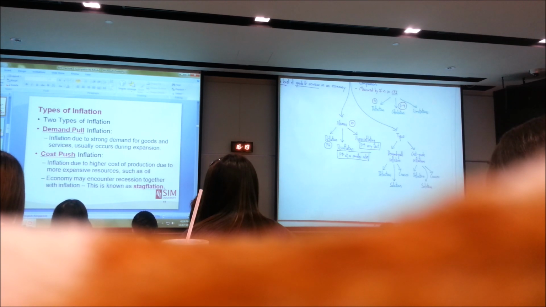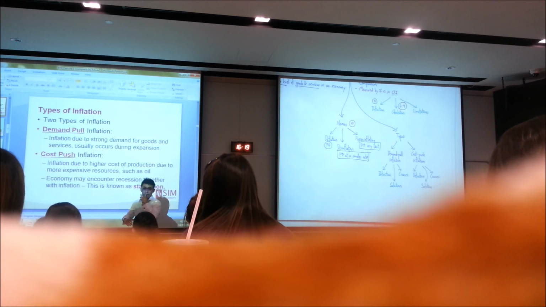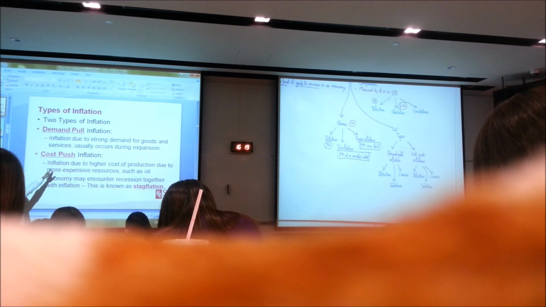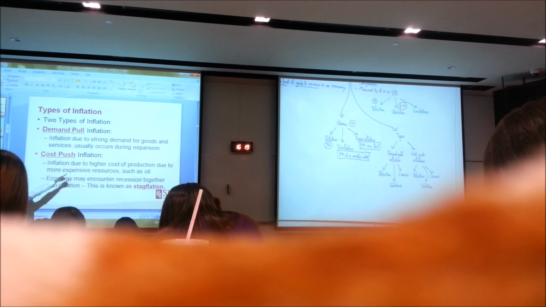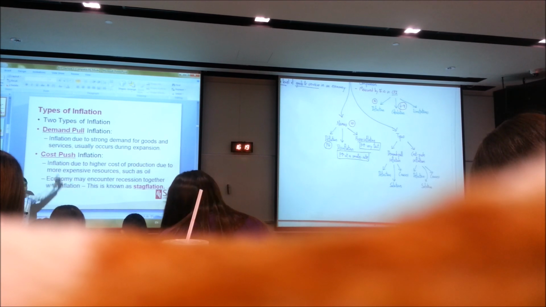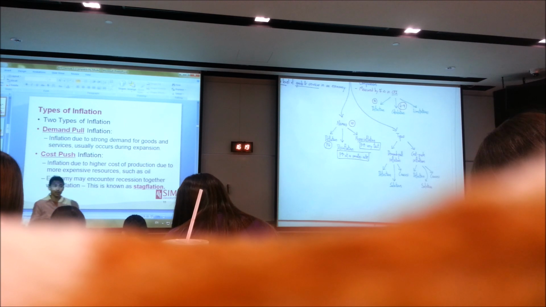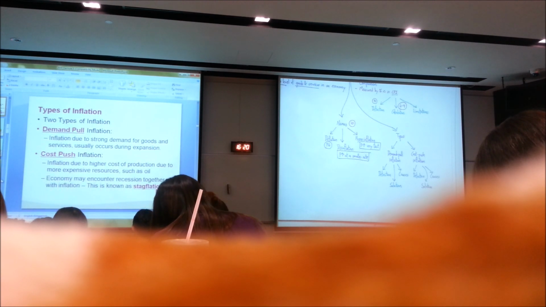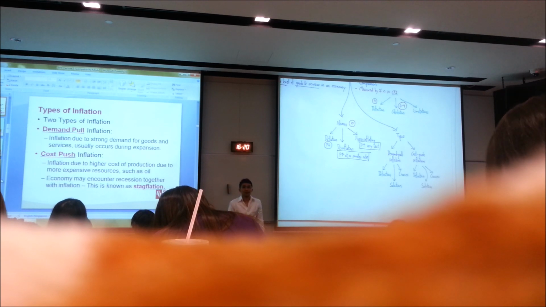So this is where the economy is doing very well, okay? Cost-push inflation, okay? Cost-push inflation is what? It's due to higher cost of production due to more expensive resources such as oil. So cost-push is hitting the supply curve. In other words, because oil price goes up, okay? What did you learn in micro? What can cause price to go up? Only two ways. One is demand goes up, one is supply goes down, right? So this is to do with supply going down.